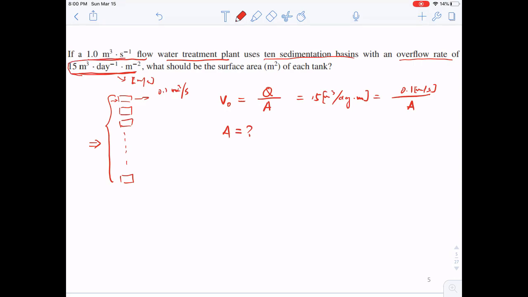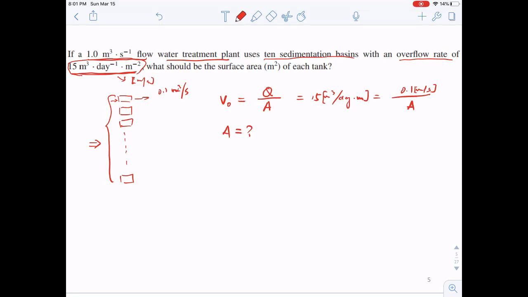then the particles with a terminal velocity higher than this overflow rate will settle down and get collected, while the particles with a terminal velocity smaller than this overflow rate will escape from the sedimentation basin, and we can further collect them using the filtration method.